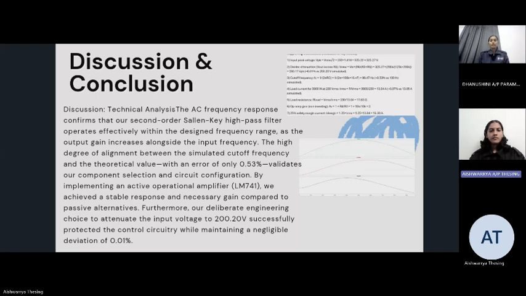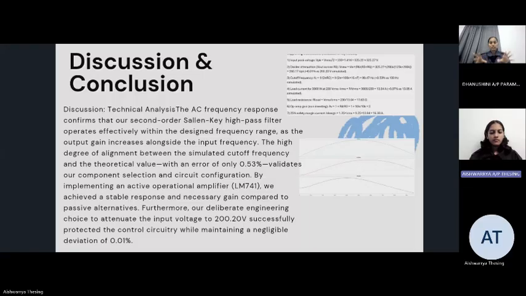For the discussion part, I will explain how the simulation result confirms the operation of the designed circuit. Based on the circuit design and the simulation result, the circuit functions as a second order Sallen-Key high pass active filter, which uses the LM741 op-amp.